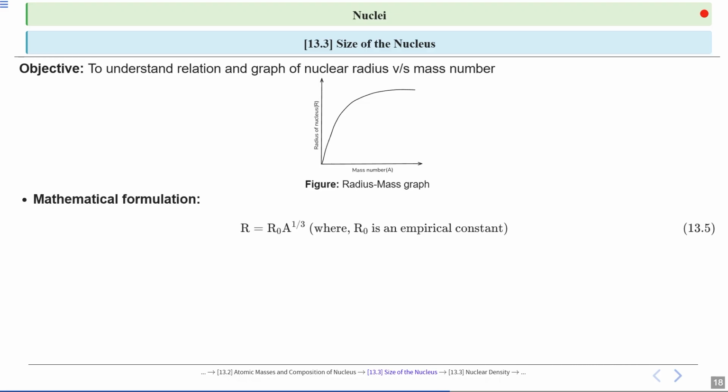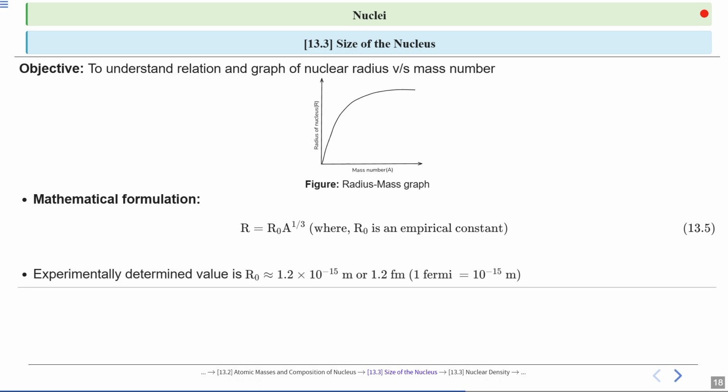Now let's look at the mathematical formula that describes this relationship. R equal to R naught A raised to power 1 by 3. Here R is the radius of the nucleus, A is the mass number, and R naught is the empirical constant. This formula tells us that as the mass number increases, the radius increases, but not linearly. It increases with the cube root of A, that is, the mass number. For example, if the mass number increases by a factor of 8, the radius only doubles, since 8 raised to power 1 by 3 is equal to 2.